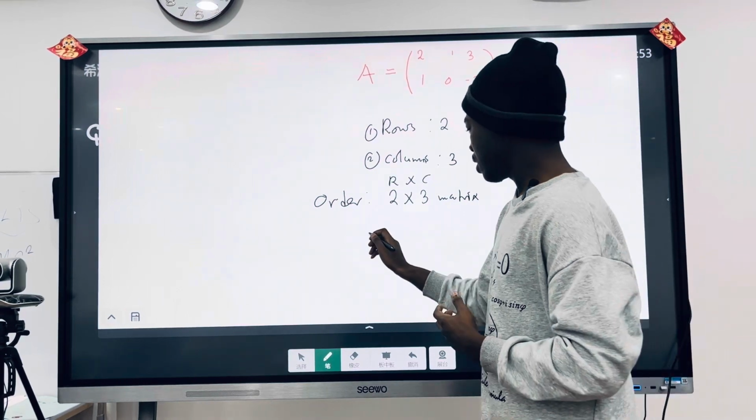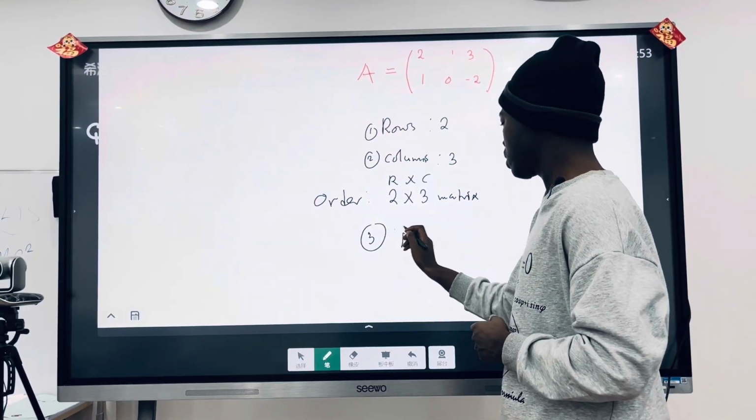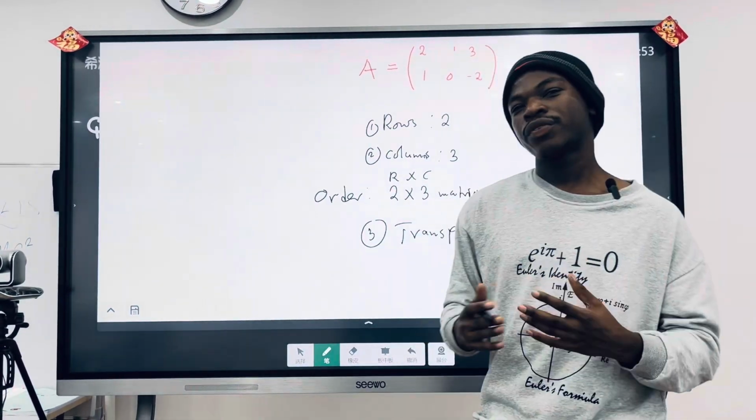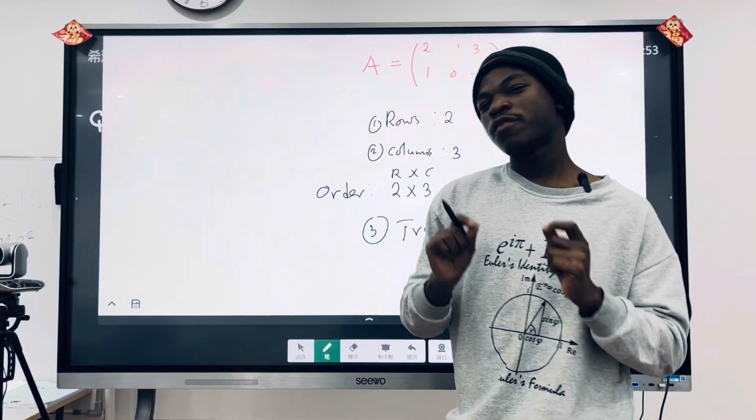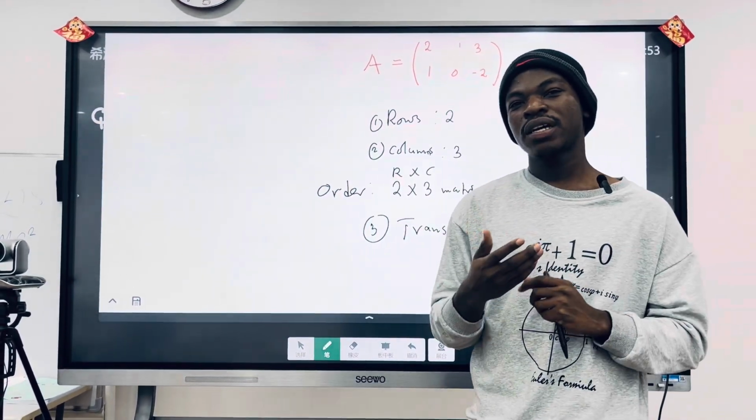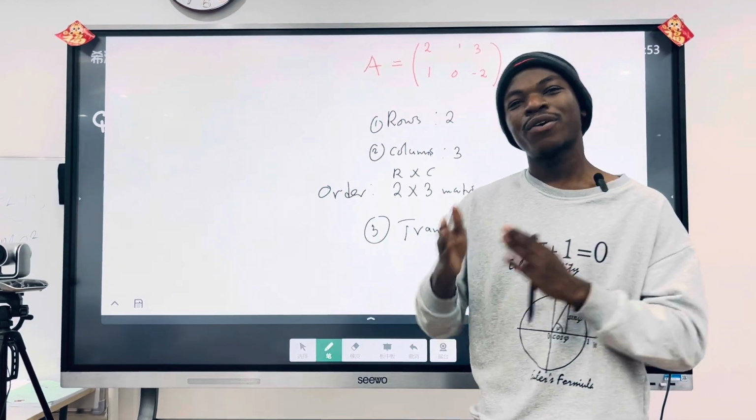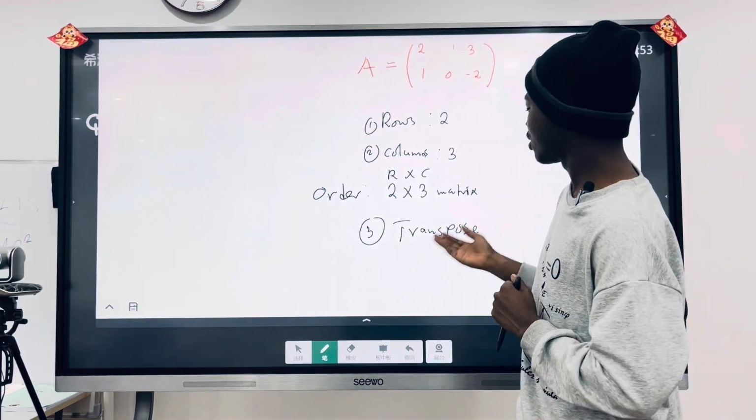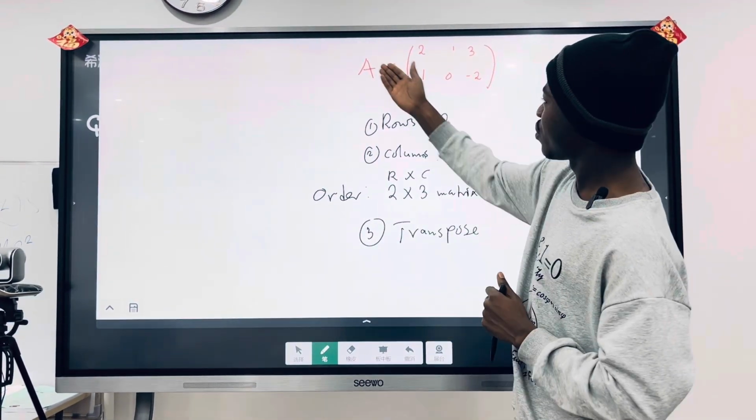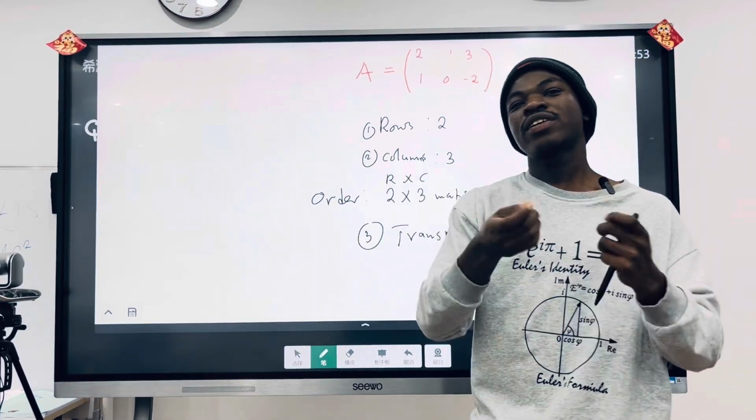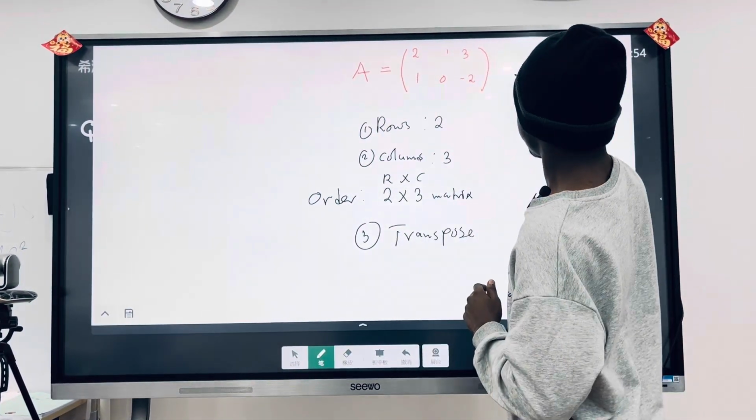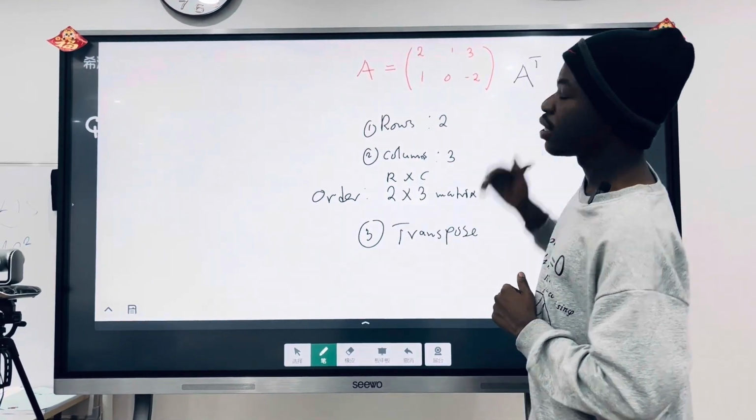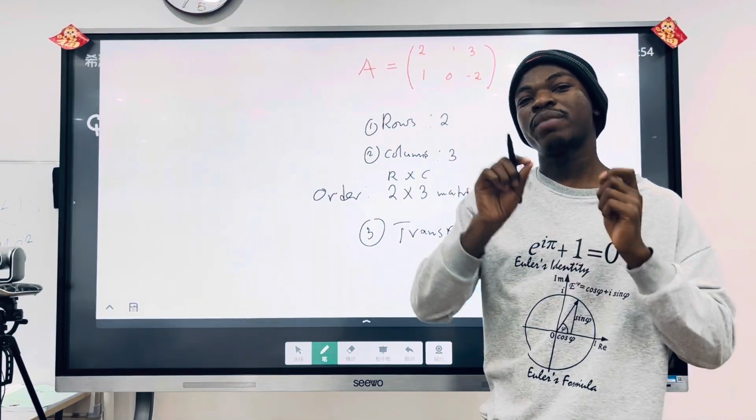Apart from that, there's another term that you should be familiar with. We call this the transpose of a matrix. So the transpose of a matrix is a new matrix formed when we interchange the rows and the columns. So interchanging the rows and the columns forms a new matrix called transpose of that matrix. So if I have matrix A, then I want to find the transpose of matrix A, I represent this as A to the power T. So A with a T there on top is called the transpose of matrix A.